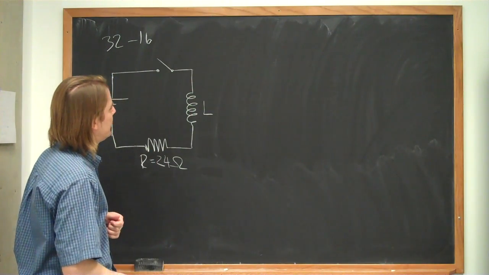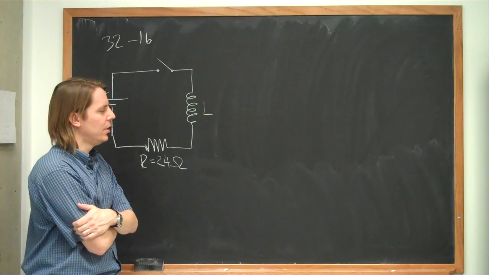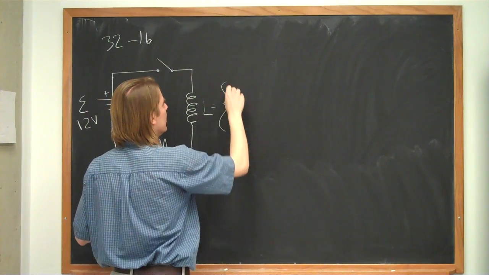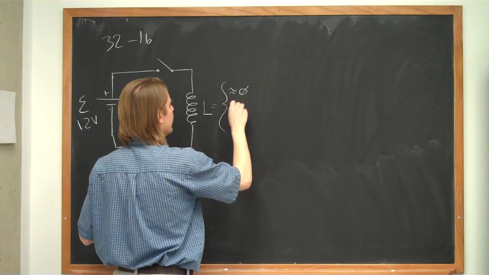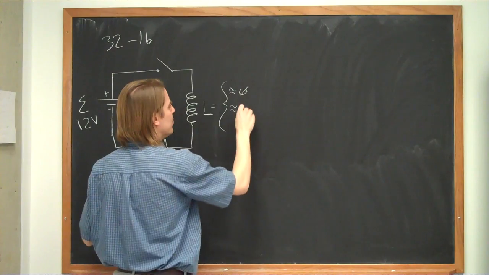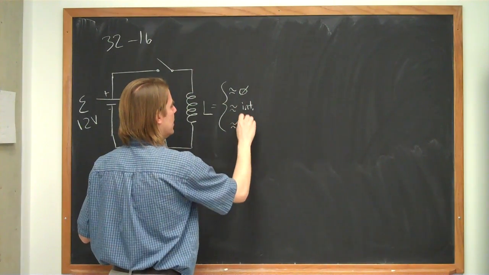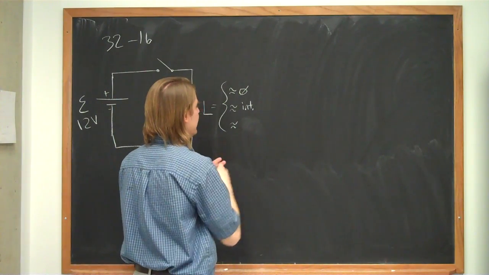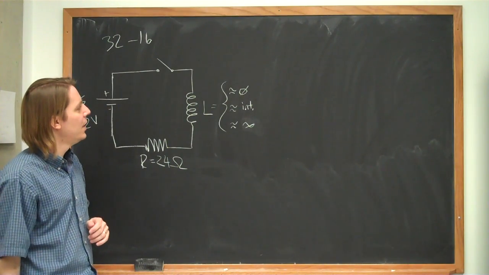It wants us to plot what the current does for 3 different kinds of inductances: when it's roughly equal to 0, when it's roughly equal to an intermediate value, and when it is roughly big. Or we could say it's roughly infinity, if something can be roughly infinity.